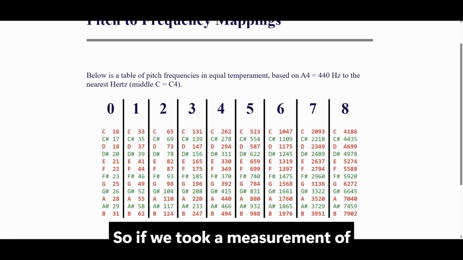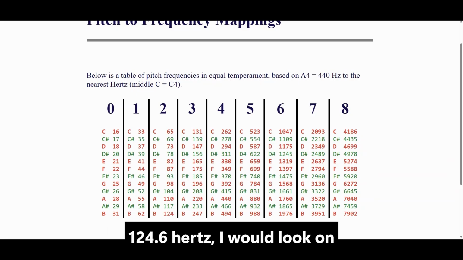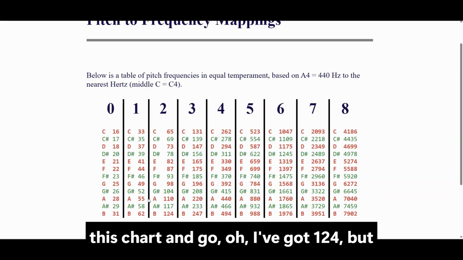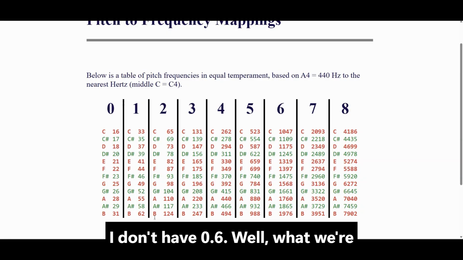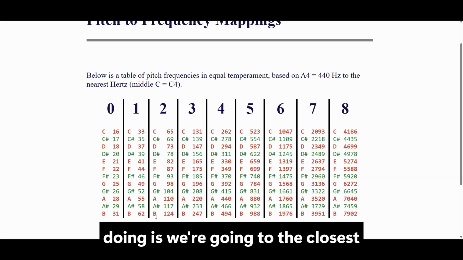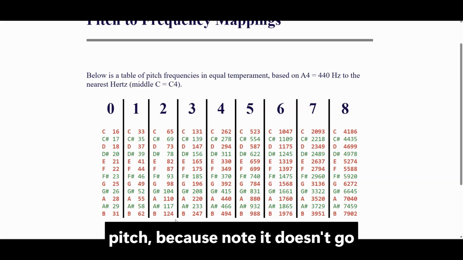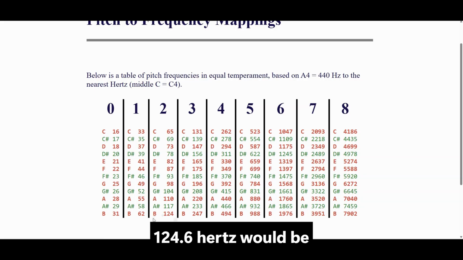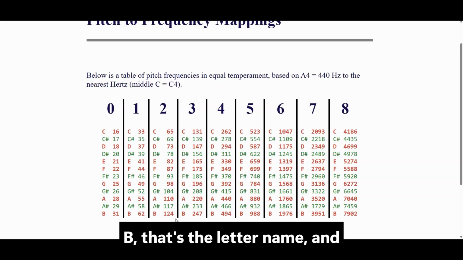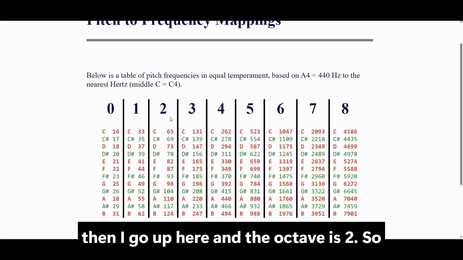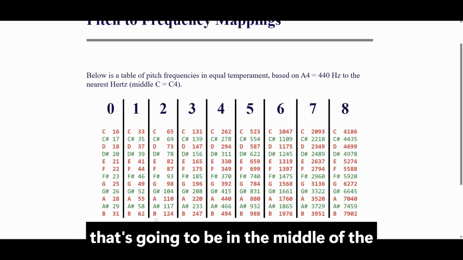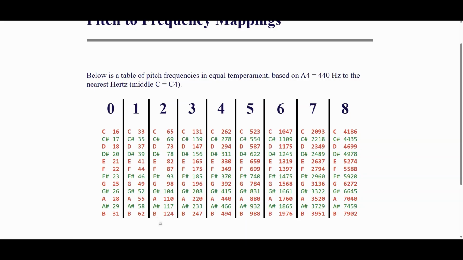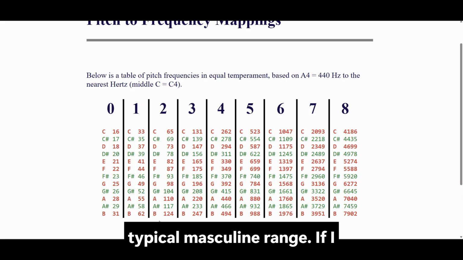So if we took a measurement of 124.6 hertz, I would look on this chart and go, oh, I've got 124, but I don't have 0.6. Well, what we're doing is we're going to the closest pitch because note it doesn't go exactly by hertz. So in that case, 124.6 hertz would be B, that's the letter name, and then I go up here and the octave is 2. So that's going to be in the middle of the typical masculine range.